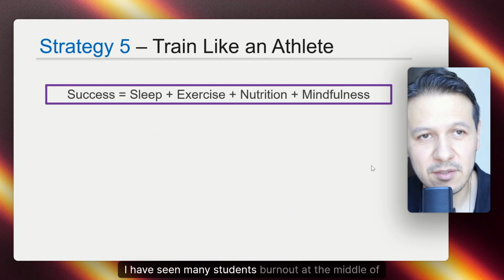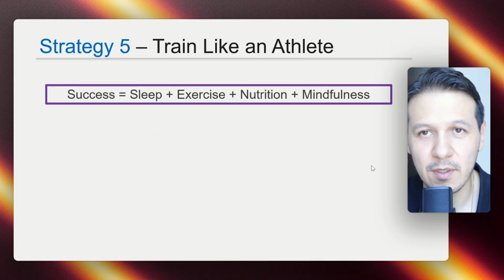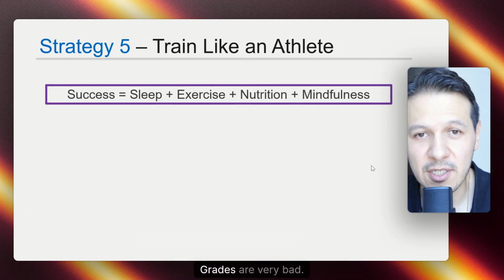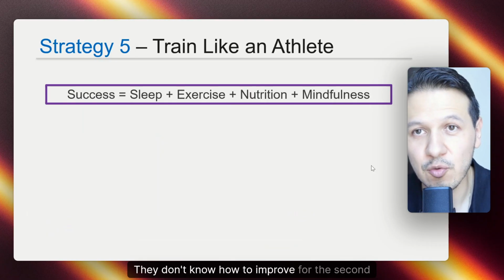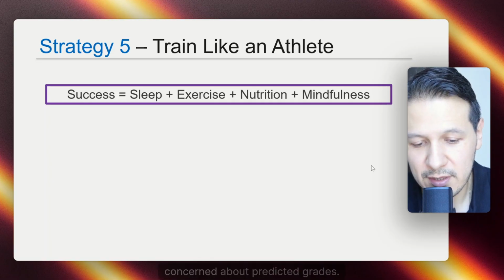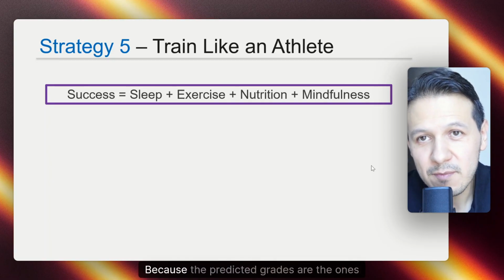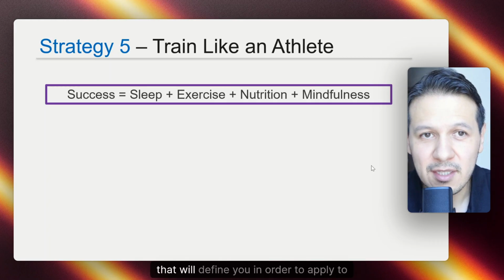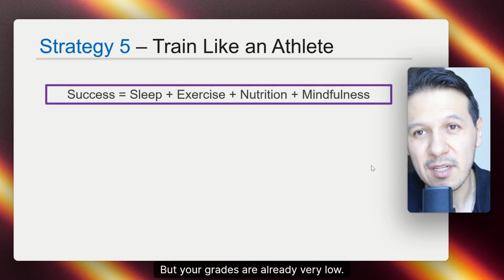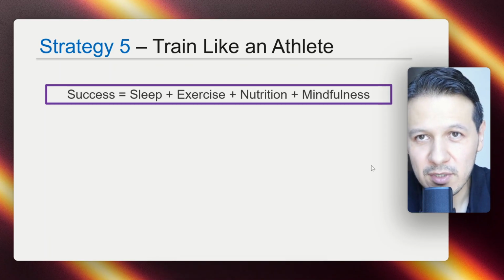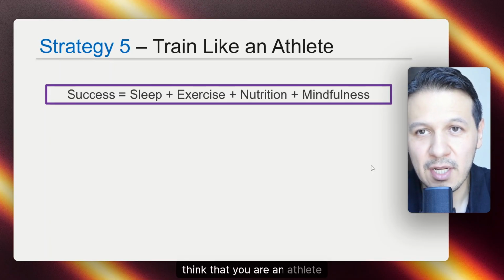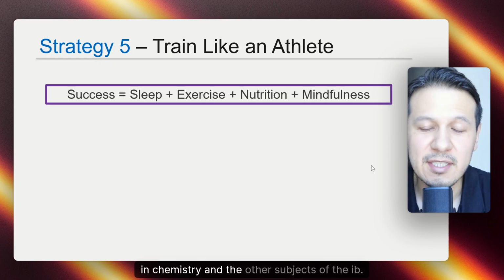I have seen many students burn out in the middle of the program because they don't understand the topics, they don't understand the syllabus, grades are very bad, they don't know how to improve for the second year. And the thing is that you are always concerned about predicted grades because the predicted grades are the ones that will define you in order to apply to different universities, but your grades are already very low. Guys, I don't want you to get to this. That's why from the first day you have to train and think that you are an athlete in chemistry and in the other subjects of the IB.